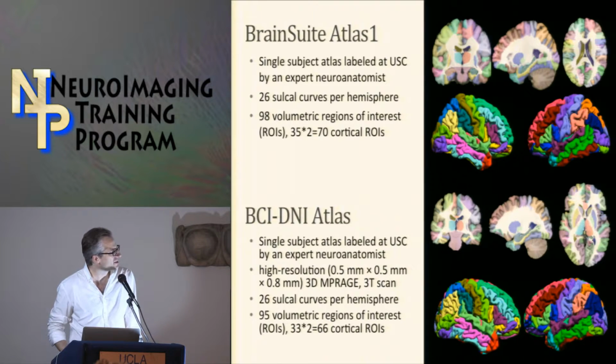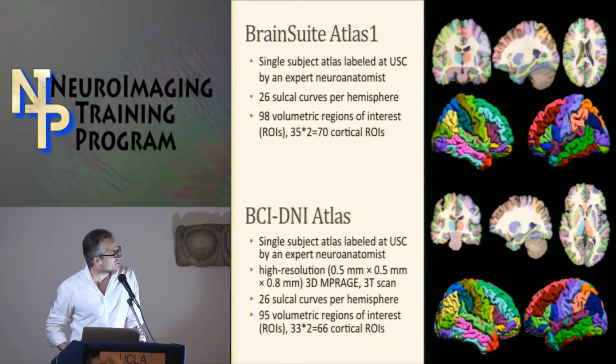We have two atlases that are built into the software. The first is based on the well-known Colin brain, and it's been labeled into 98 different ROIs. You could also reparcellate it yourself if you wanted to create your own ROIs. We have 26 sulcal landmarks on each hemisphere. But there are some aspects of the brain that may not be as representative of the general population.